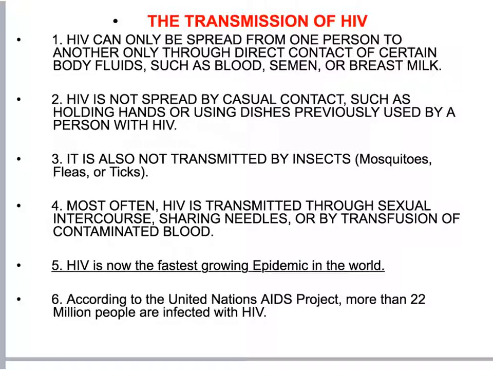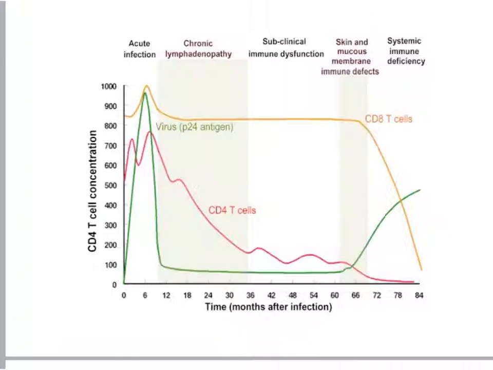Most often, HIV is transmitted through sexual intercourse, sharing needles, or by the transfusion of contaminated blood. HIV is now one of the fastest growing epidemics in the world. According to the United Nations AIDS Project, more than 22 million people worldwide are infected with HIV.